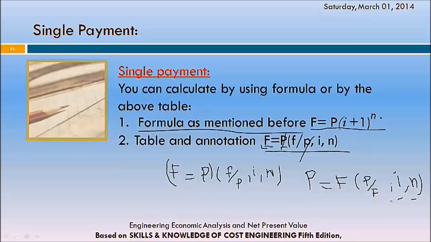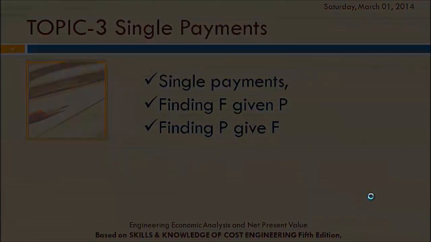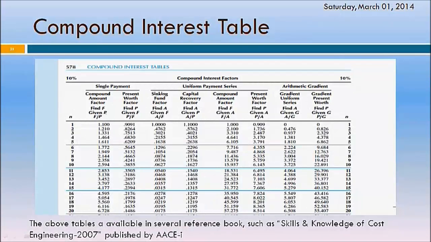Roll back to the table. This is the notation of P over F, which is you are finding P given F, and this is the notation of F over P, which is you're finding F given P.